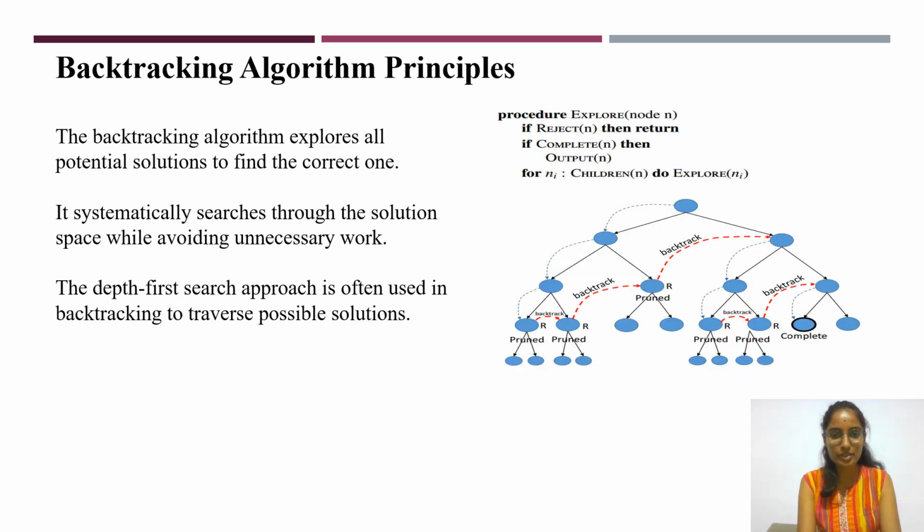Backtracking algorithm principles. The backtracking algorithm explores all potential solutions to find the correct one. It systematically searches through the solution space while avoiding unnecessary work. The depth-first search approach is often used in backtracking to traverse possible solutions.